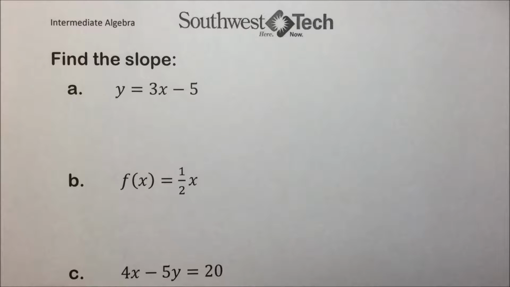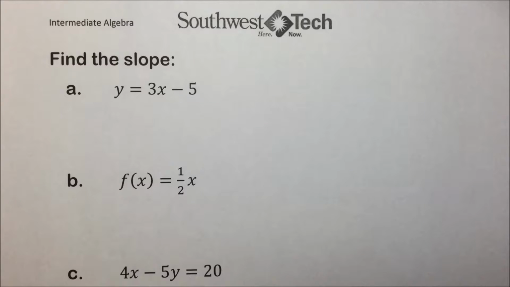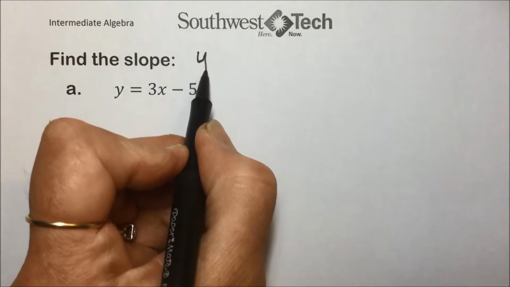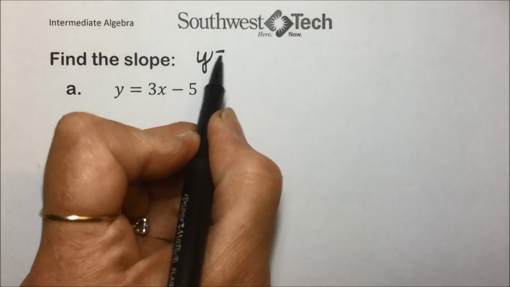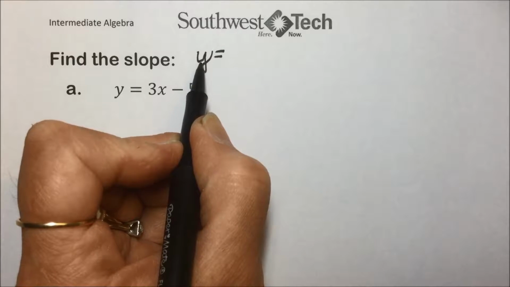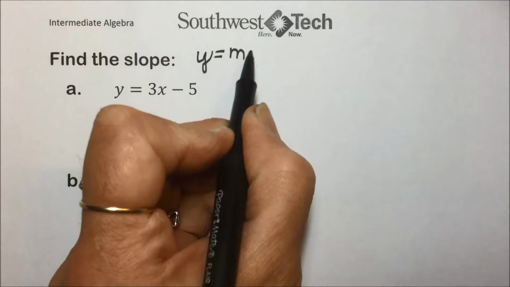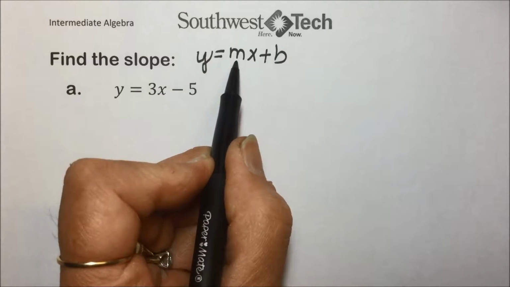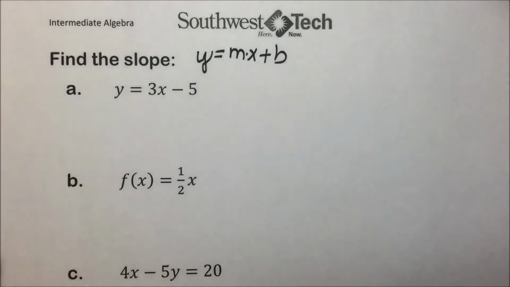Intermediate Algebra Section 2.3. In this set of problems, they're asking us to find the slope. And the easiest way is to compare the linear equation with the standard form of slope-intercept form, which is y is equal to mx plus b, where m is the slope.